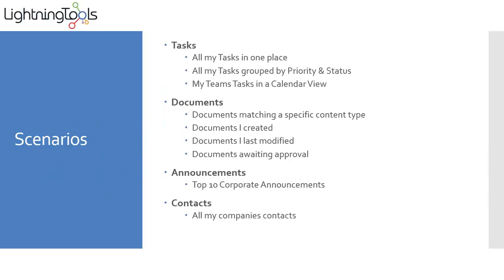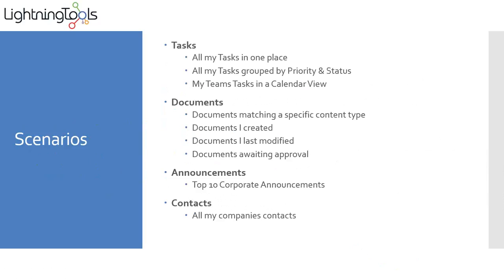And then onto documents. We might want to display documents, maybe matching a particular content type. So if you have maybe customer proposals or something like that as content type, we could display them all in one place. But also things like documents that you created or documents that you last modified, documents that are awaiting approval from any document library. These are useful views to establish.